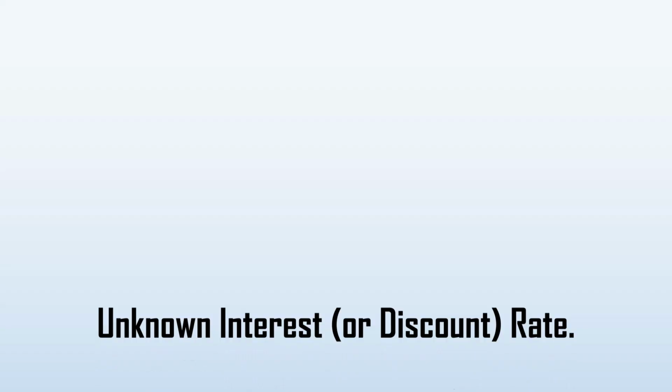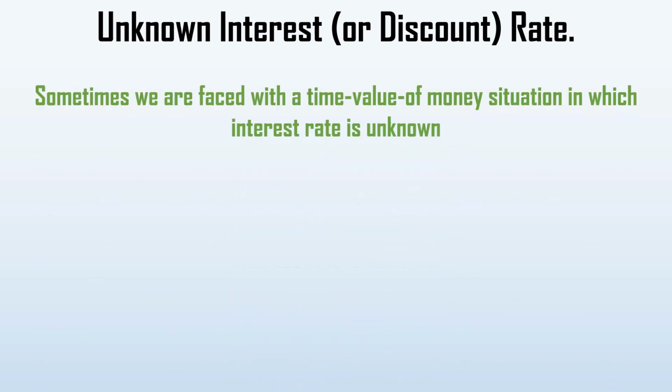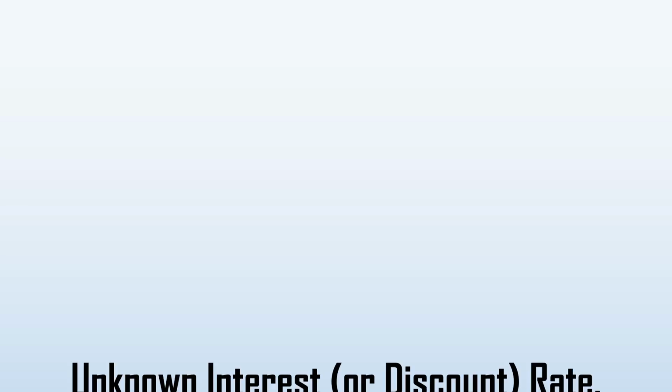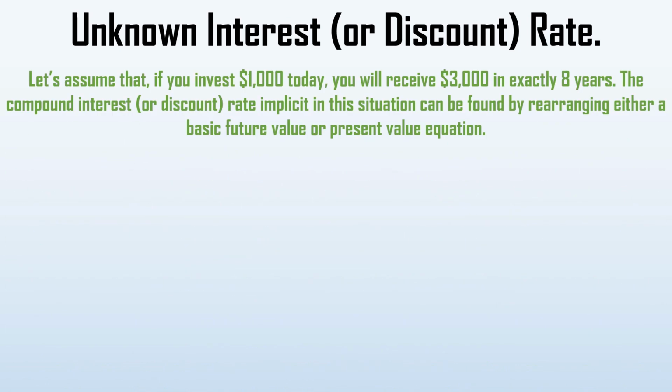And now I am going to tell you how you can calculate an unknown interest rate or discount rate, if it is not given in the problem. Sometimes we are faced with a time value of money situation in which the interest rate is unknown. For example, let's assume that if you invest $1,000 today, you will receive $3,000 in exactly 8 years. The compound interest or discount rate implicit in this situation can be found by rearranging either a basic future value or present value equation.